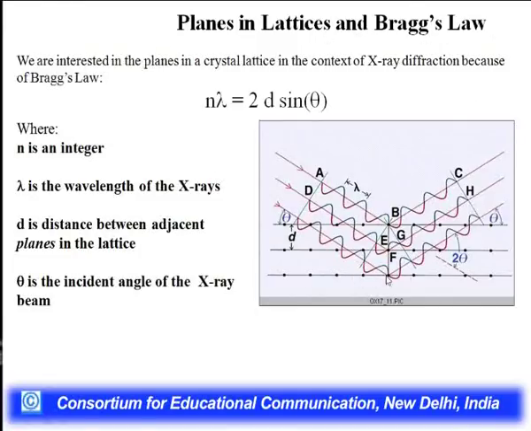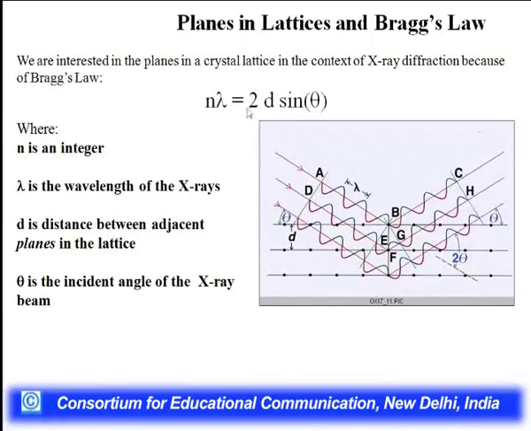We are interested basically in the planes in the crystal lattice in the context of X-ray diffraction because of the Bragg's law, which is 2d sin theta equals n lambda, or we can call it n lambda equals 2d sin theta. What is n? n is defined as an integer, lambda is a wavelength, 2 is a numeric value, and what is d? d is the interplanar spacing, or we can say the distance between the adjacent planes in the lattice. Theta is the angle of the X-ray beam which is incident on the crystal.